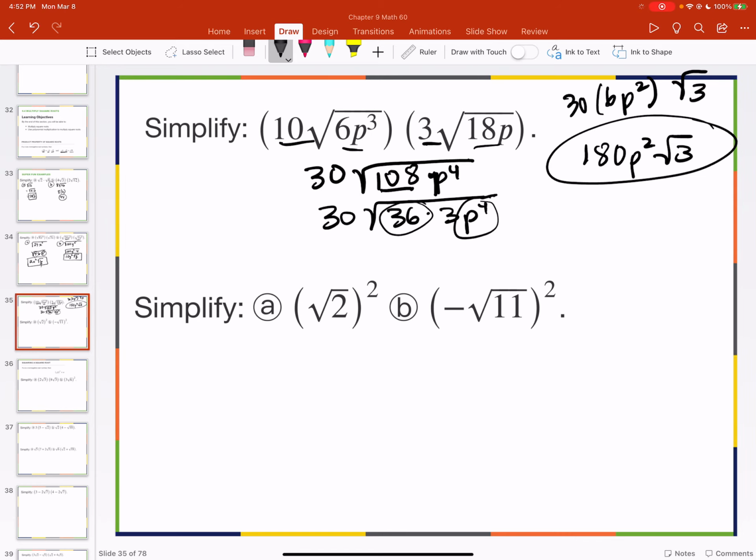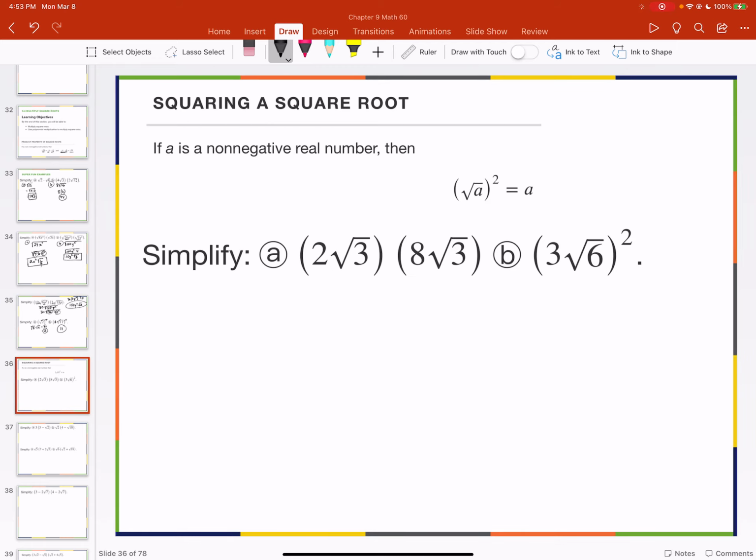Okay, what if you have square root of 2 squared? Well, remember that it cancels out, right? These cancel each other out, because square root of 2 times square root of 2 is square root of 4, which is just 2. Okay, and then here, square root of 11 squared, this negative is going to become positive, and you're just going to get 11. So that's what this is. That leads us into this. So basically, when you square a square root, they cancel each other out. It's like the inverse operation.